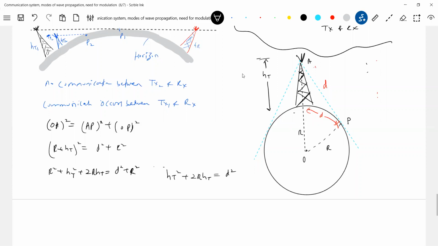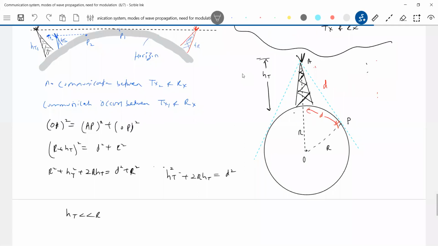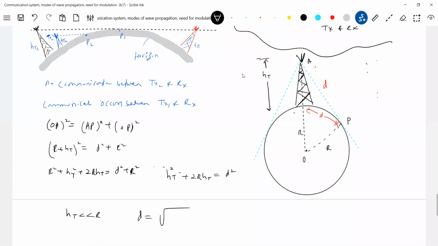Now HT will be very much less compared to the radius R. What is the height of the tower? Mobile tower, all of you able to see a mobile tower? 100 meters at the most maximum. What is the radius of the earth? 6,400 kilometers. So the height of the tower will be very much less than the radius. So even HT square when compared to 2R HT will be very small. So therefore the expression will become D square equals 2R HT.